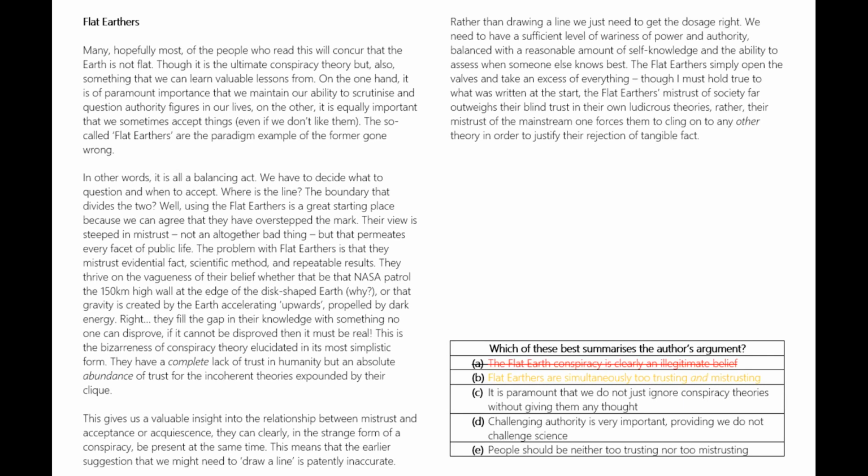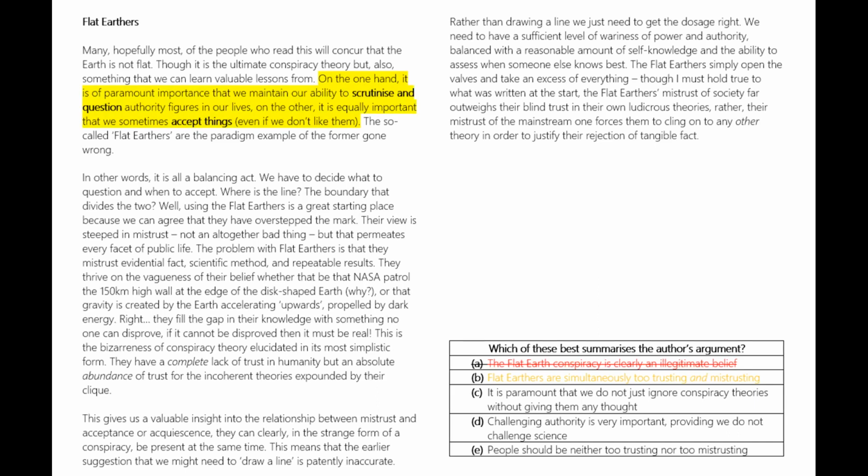Then we've got C. It is paramount that we do not just ignore conspiracy theories without giving them any thought. Now the author tells us that, on one hand, it is of paramount importance that we maintain our ability to scrutinise and question authority figures in our lives. And that certainly suggests that conspiracy theories shouldn't just be ignored, as it is important to scrutinise the mainstream view of the facts. However, the author also tells us that it is equally important that we sometimes accept things, even if we don't like them. And that tells us that some conspiracy theories are just not worth taking seriously.